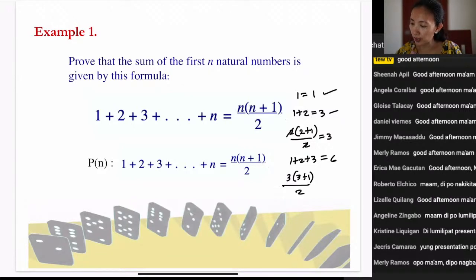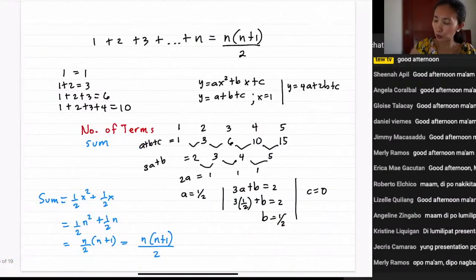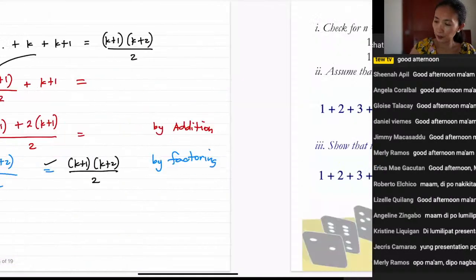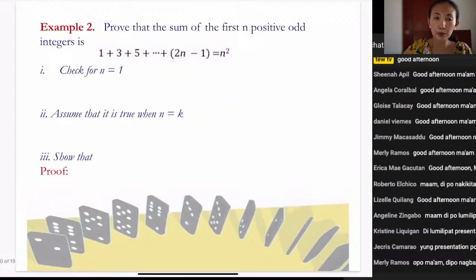Is it equal to 6? Yes, because this is 4. 4 divided by 2, 3 times 2 is 6. Okay? And that's it. We now proceed to example number 2. Example number 2. Prove this time that the sum of the first n positive odd numbers is equal to n squared. Okay? N squared.